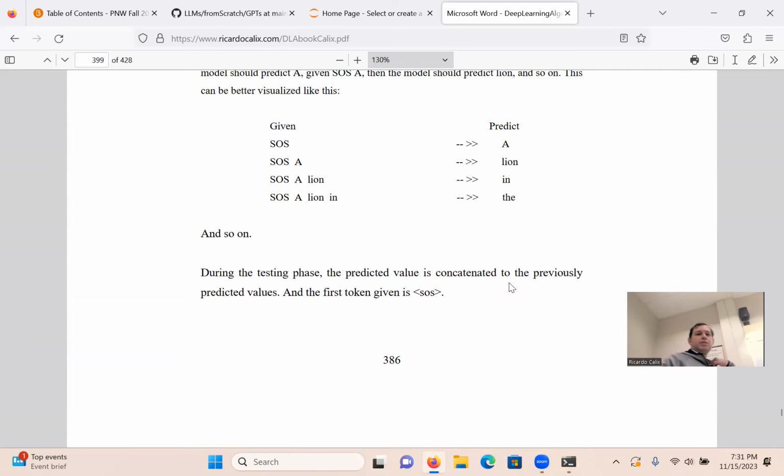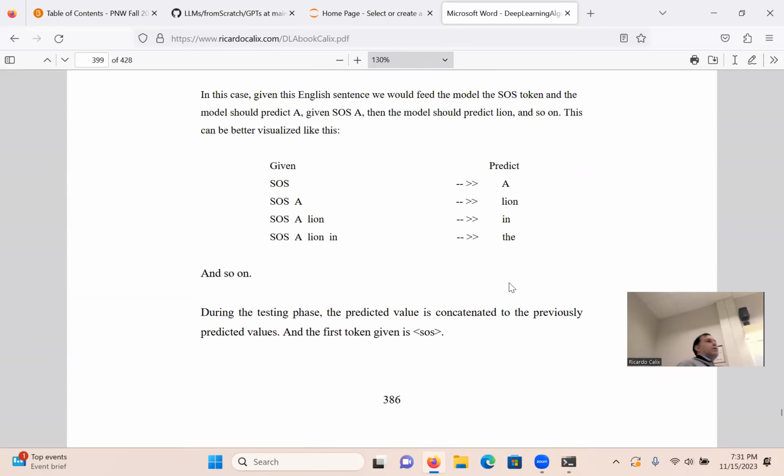Right, so this is just this part. I have an example here of kind of what the GPT is doing. So if you think, you give it just a decoder, right? You give it SOS, which in this case would be a token that just means what? Start of sentence. And then what does it do? It predicts A. You see that? Then this A becomes the input in the next iteration, so it's SOS A. So it predicts lion, right?